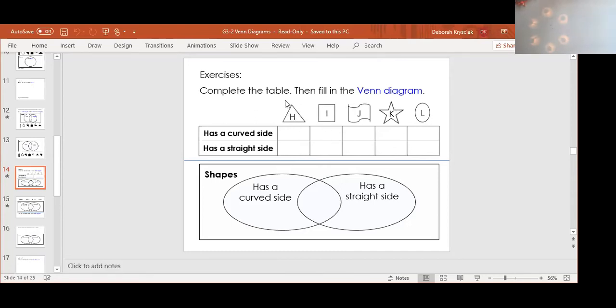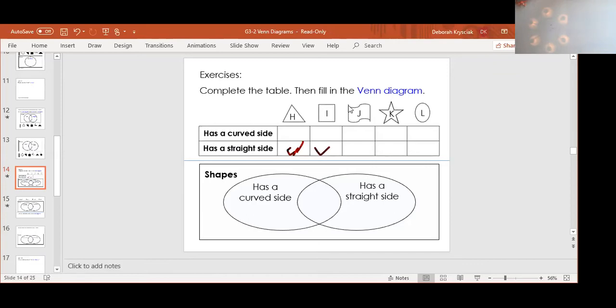Okay, so I'm just going to put a check mark if it qualifies for this information. So has a curved side. So if I look at H here, does it have a curved side? No. Has a straight side? Yes. So I'm going to put a little check mark. Oops, that is a really lousy check mark. It's a terrible check mark. Okay, it has a straight side. Here, does it have a curved side? No. Does it have a straight side? Yes. So check. That's better.